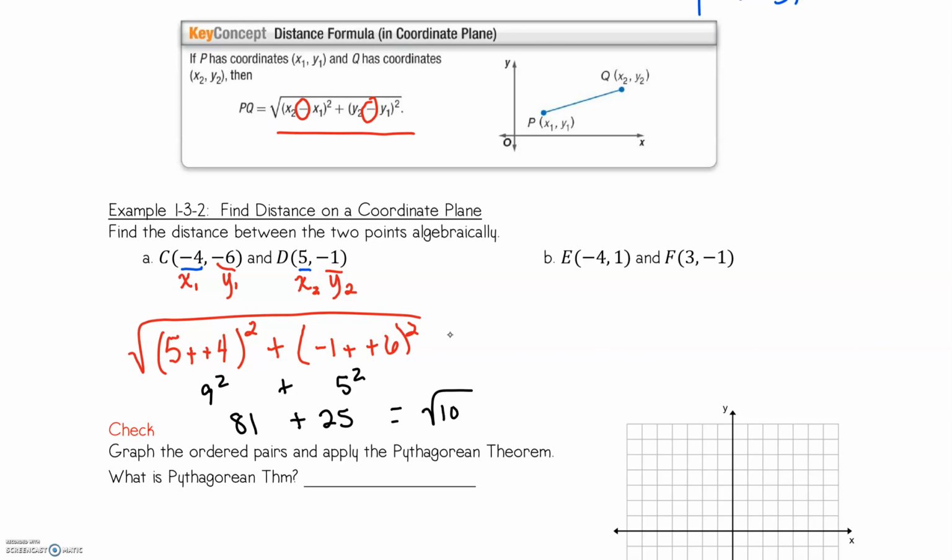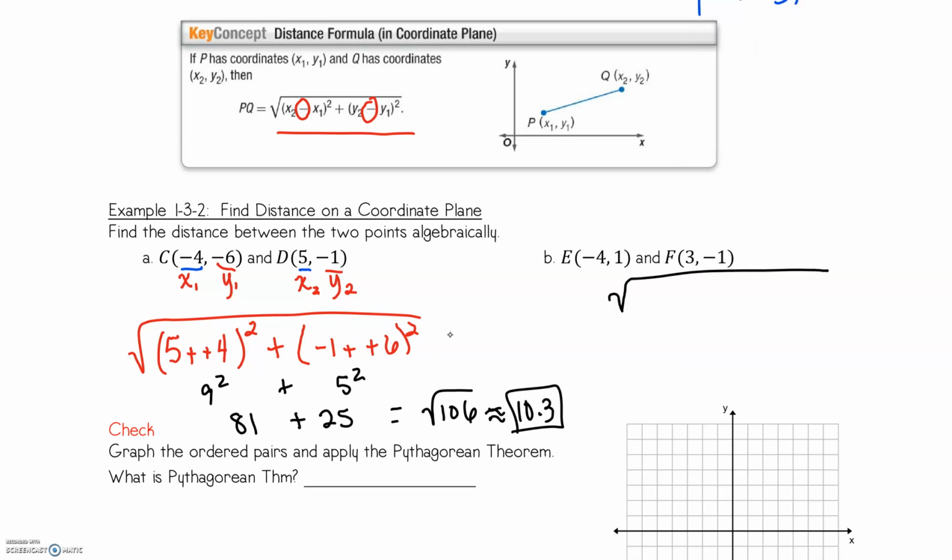And you can do that in your calculator, or you can leave it like that, but it's nice to see that that's approximately 10.3. So we kind of know how long it is, versus just the radical 106. We don't really know how long that is. So I want you to try this one.